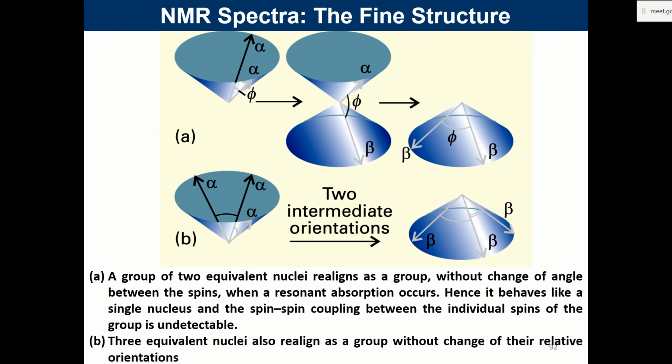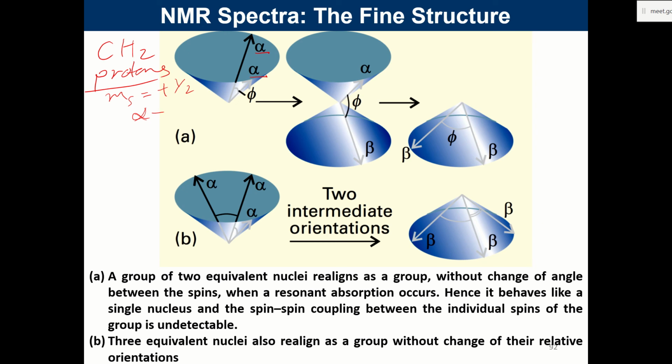When you have CH2, we can talk of CH2 protons. There are 2 nuclei, each one of them having alpha. Alpha means ms is plus half. Suppose initially their spin angular momentum vectors are represented on the cone, and the angle between the two is phi. They are precessing around the applied magnetic field, a radio frequency is applied, and absorption occurs.